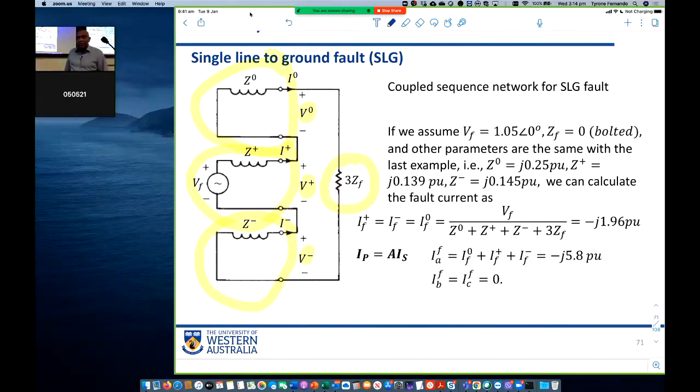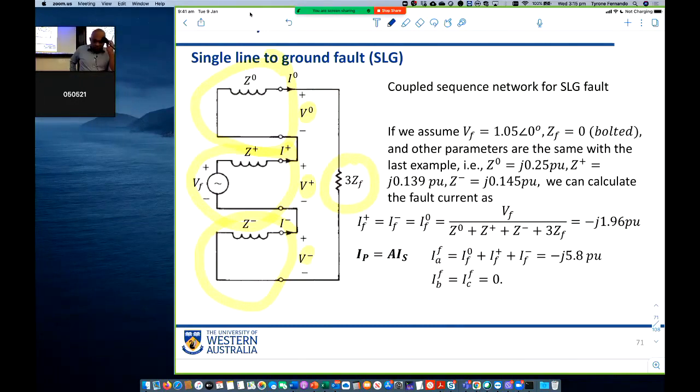So all we have to remember is, if there is a single line to ground fault, we find the Thevenin equivalent of the zero sequence circuit, the Thevenin equivalent for the positive sequence circuit, and the Thevenin equivalent for the negative sequence circuit. At the point where the fault occurs, we connect them in series, and we connect 3 times the impedance that connects the line to ground. That's the circuit that we need to analyze, and the current that flows through that impedance is the fault current.